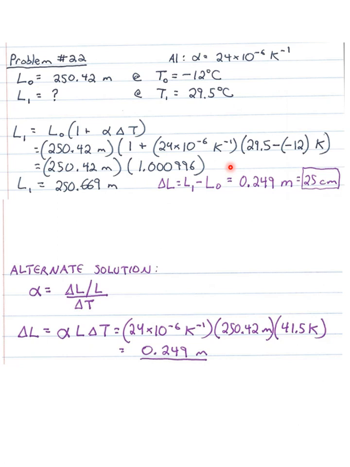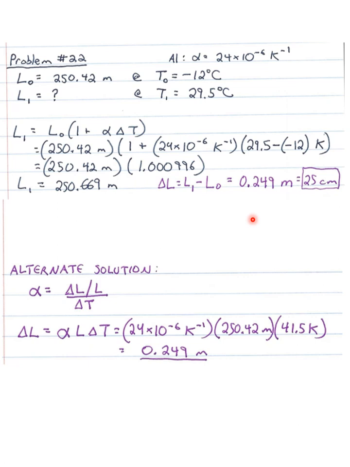We look at what the question actually asked. It asked by how much it changes. So we're going to solve for delta L, which is L1 minus L naught, subtract the two, and we get 0.249 meters or 25 centimeters. So you think 25 centimeters, that is close to a foot. That's how much this wire has increased.